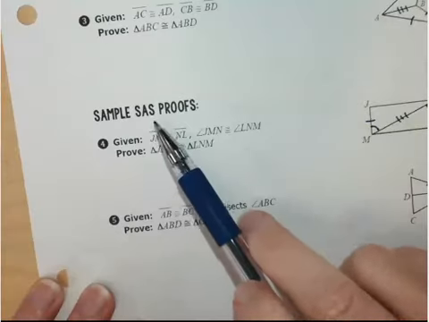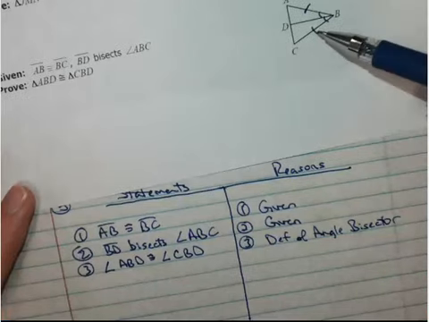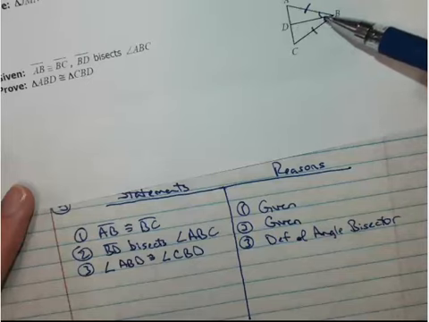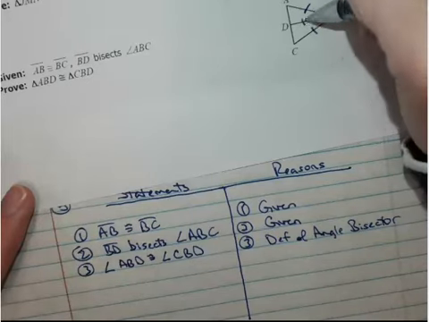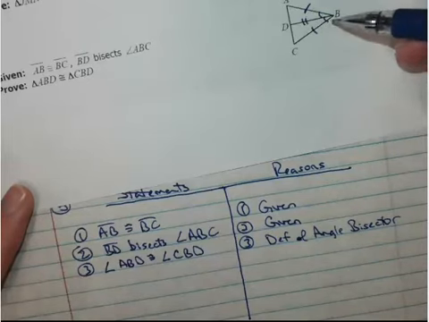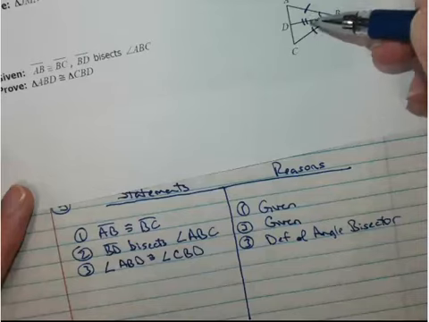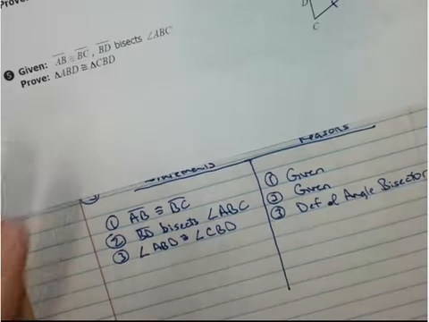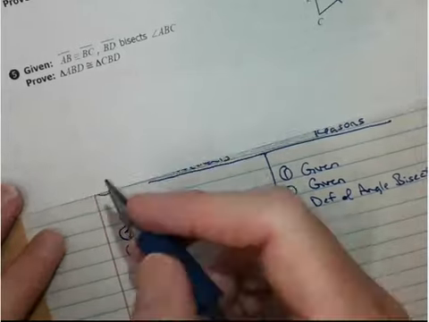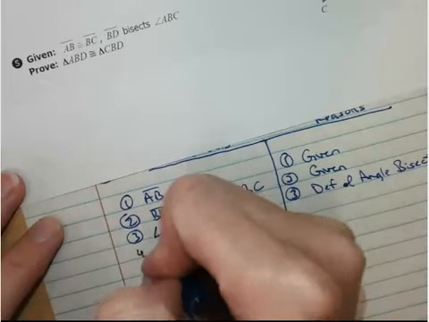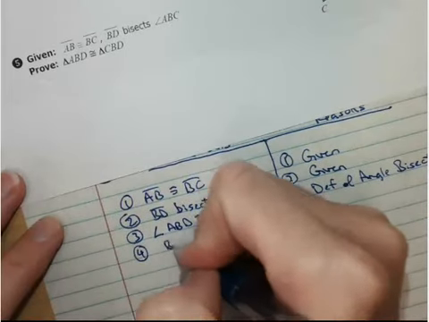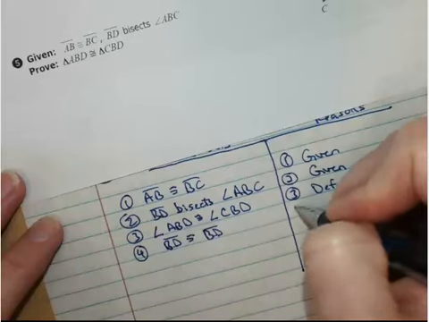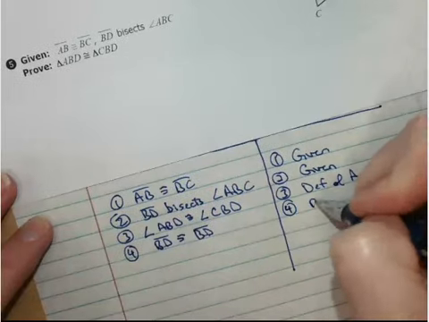So again, I know I'm doing a side angle side proof. So I've got sides, I've got angles that are congruent. What's left? Well, it looks like that side needs to be BD, because I need the angle included. So side angle side and side angle side. And we're back to our good old friend, the reflexive property. So here I'm going to say that BD is congruent to BD, and that's going to be the reflexive property.